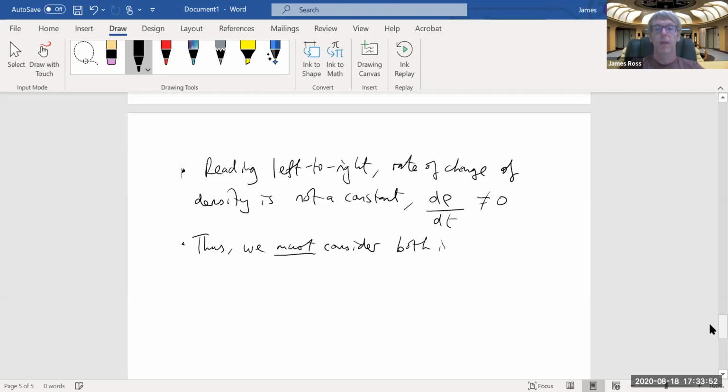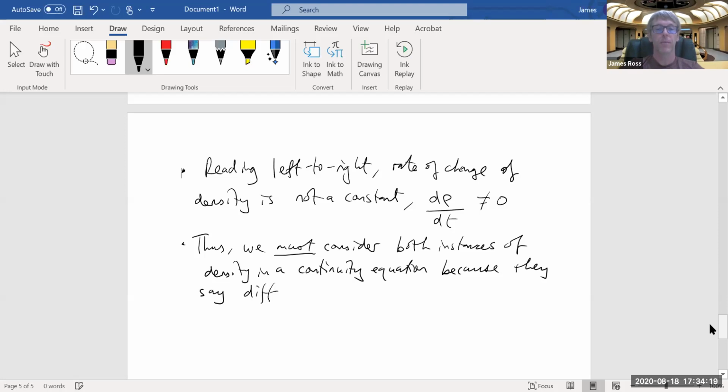Both instances of density in a continuity equation, because they say different things, as we've just hopefully demonstrated. Because they say different things. Okay, so hopefully I've tried to make that as clear as I could. Only you can tell me if I succeeded.